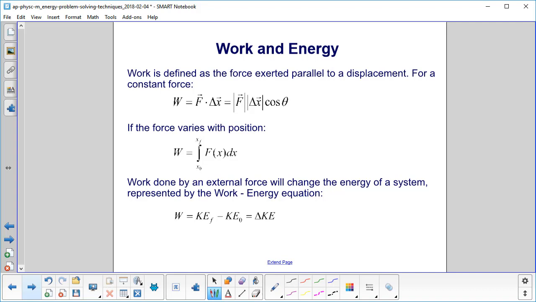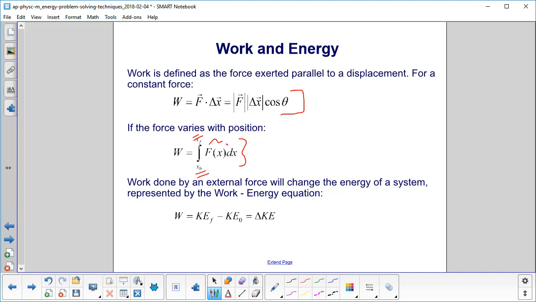If you have a constant force, we use this expression right here, where work is a dot product of your force and your displacement, or the magnitude of force times the magnitude of your displacement times cosine theta, the angle between the force and the displacement. If you don't have a constant force and it varies with position, then you use this integral over here, where you integrate from your initial position to your final, and you're taking your force, your equation for force, dx.